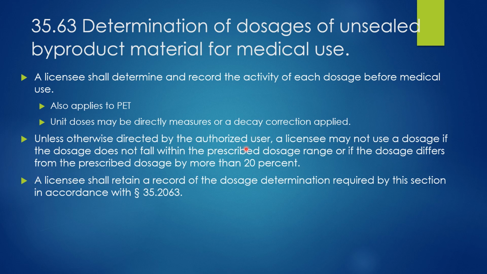So if I had a prescribed range of 28 to 32, it has to fall within 28 to 32. But if I have a prescribed dose of 30 millicuries, I technically have a wider range because I have 20% either way to work with. Technically go down from 24 to 36. But let's say I have a dose that I want to use for a stress test. The doctor was late, and now the dose is only 20 millicuries. The only way that I could still use that dose is if the authorized user makes a note and writes an order for that specific dose to be used at 20 millicuries.